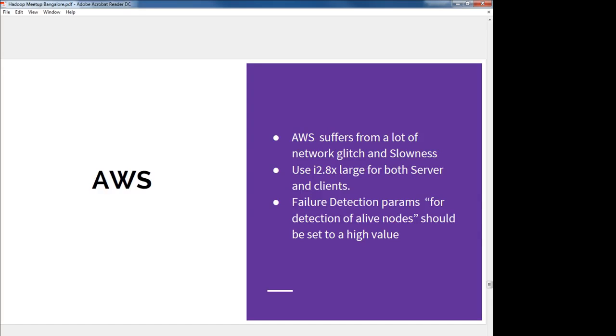In theory, if you use AWS, you need to keep in mind that you are using a shared resource, which means that whatever they are promising may not be what you are actually getting. Also, from the experiments, AWS suffers from a lot of network glitches, which means you will always have the connection getting cut frequently.